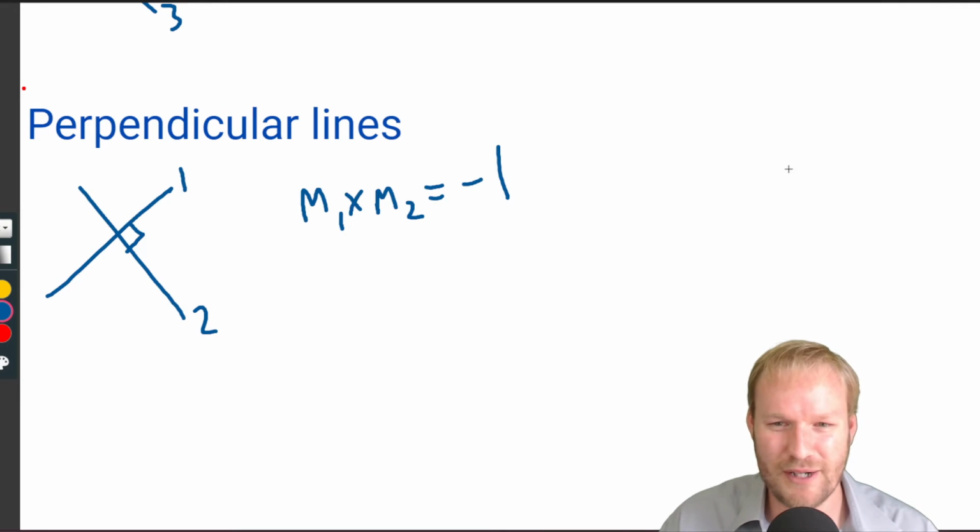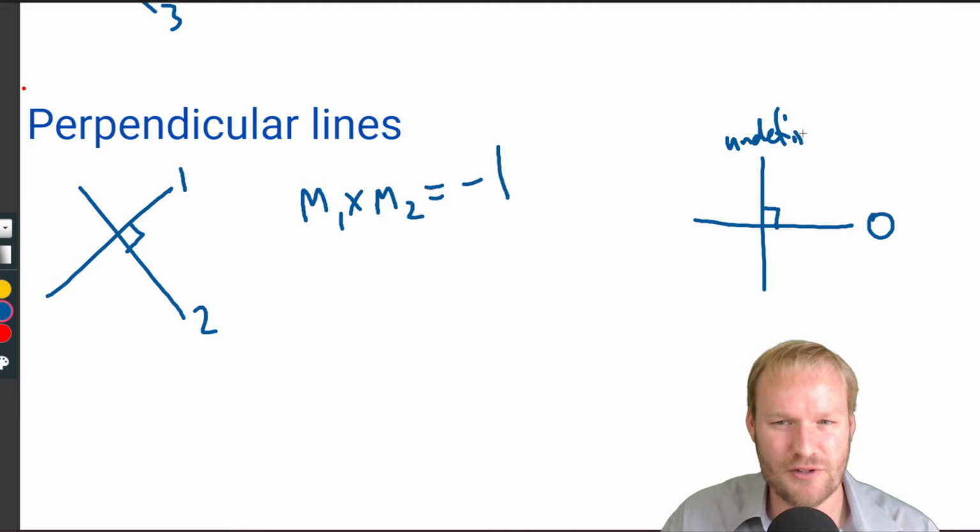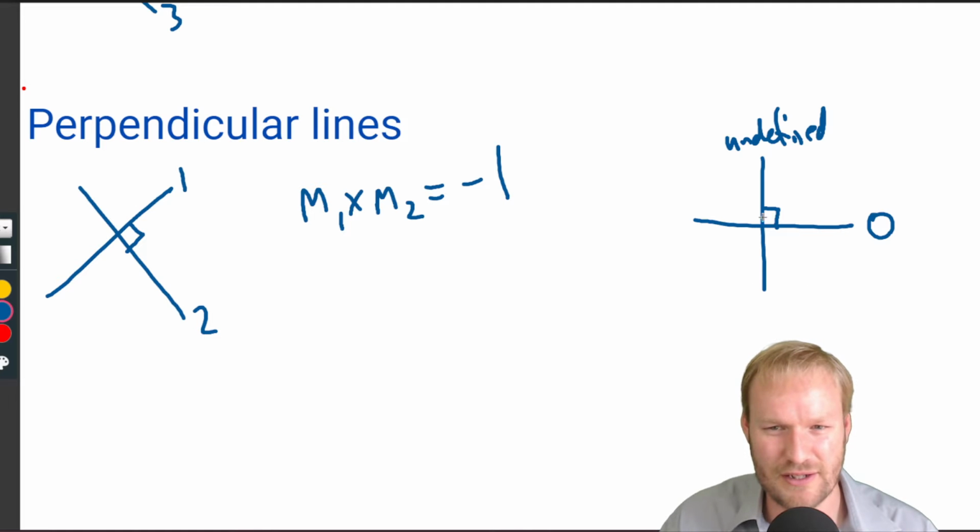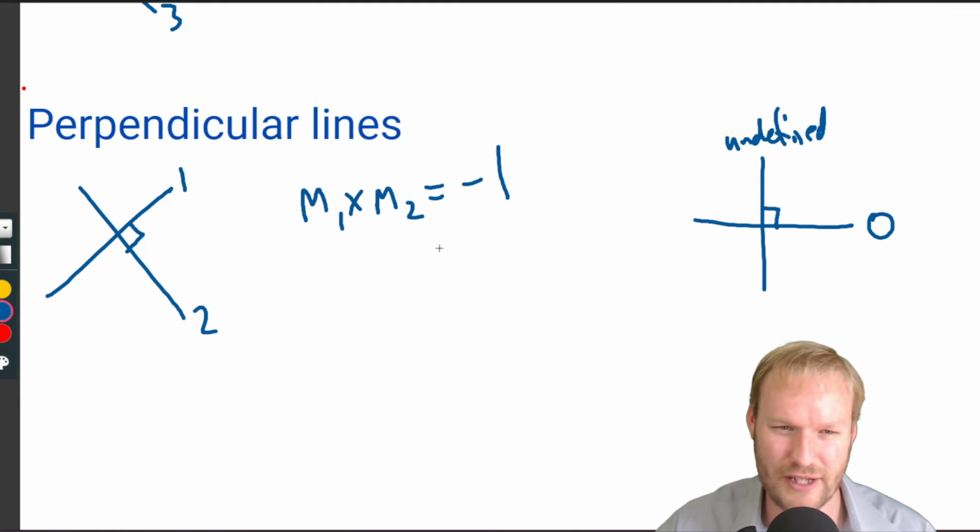And just bear in mind that if we've got a vertical and a horizontal line, well, clearly when we multiply their gradients, we won't get -1 because this is 0 and this one here is undefined. So again, special case that you can't multiply these two gradients because the one is undefined. But in general, their product is -1.